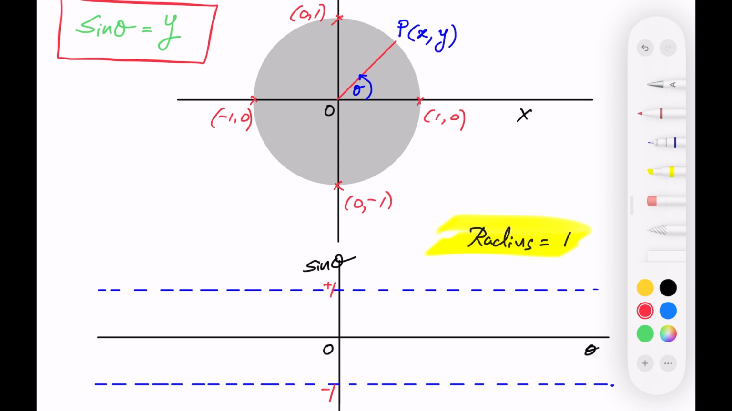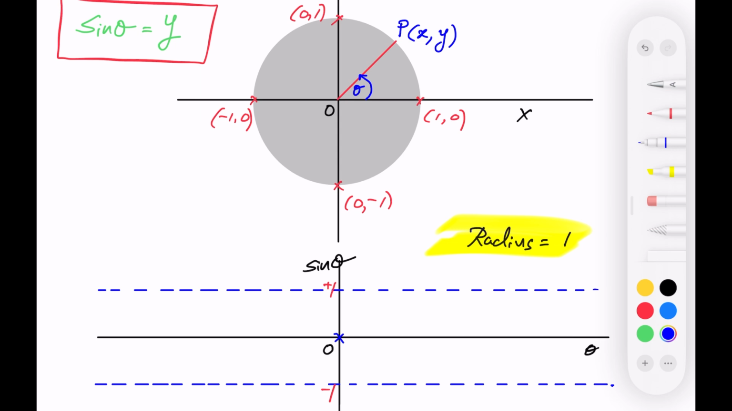Now I need to show the values on theta on this axis. When the point P is somewhere here, theta is equal to 0. When theta is equal to 0, what's the value of y? The value of y is equal to 0. That means 0, 0 is a coordinate point on the graph. This point is on the graph.